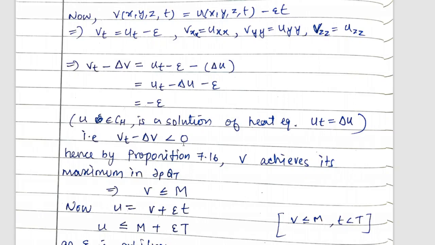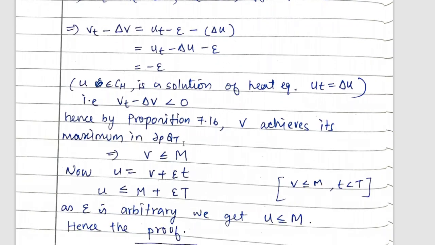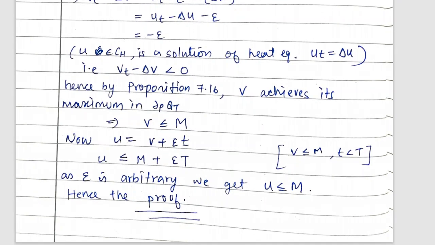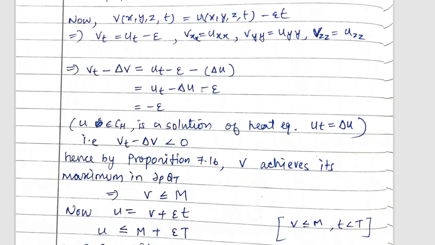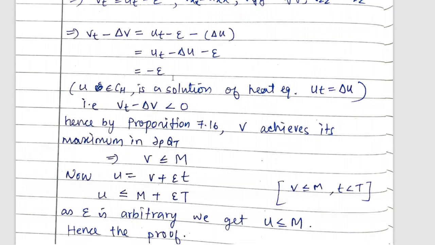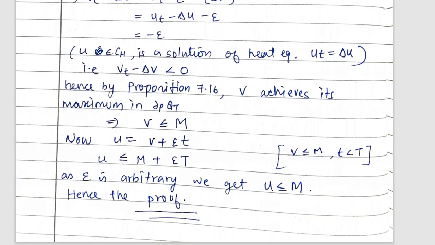So it meets the criteria of the proposition that we have just proved. From that proposition we get that V achieves its maximum on the parabolic boundary. Also we have the inequality that the maximum of V on the parabolic boundary is less than or equal to the maximum of U on the parabolic boundary. The maximum of U on the parabolic boundary is denoted by capital M. So we have V less than or equal to capital M.